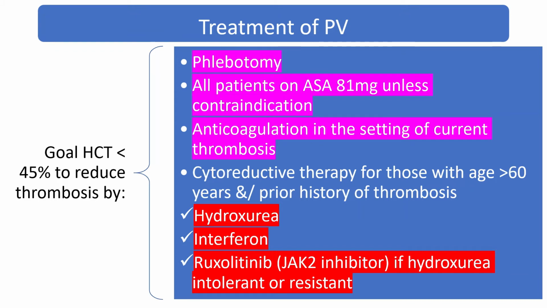So for the treatment, the goal is to make the hematocrit 45% or below. When it's above that, we need to do PRN phlebotomy, and all patients should be on aspirin unless there is contraindication, and anticoagulation in the setting of current thrombosis, and cytoreductive therapy for those patients who are at very high risk of thrombosis. That includes age above 60 years and history of prior thrombosis. We can use hydroxyurea, interferon, or ruxolitinib, which is a JAK2 inhibitor, if hydroxyurea is intolerant or resistant.